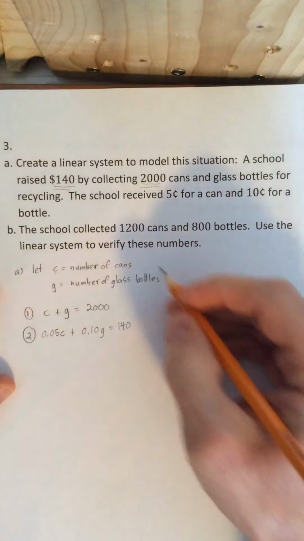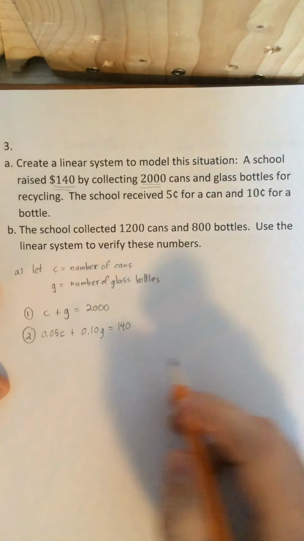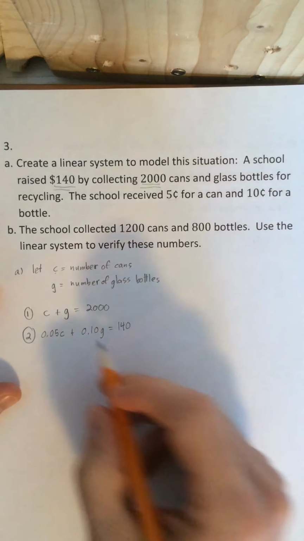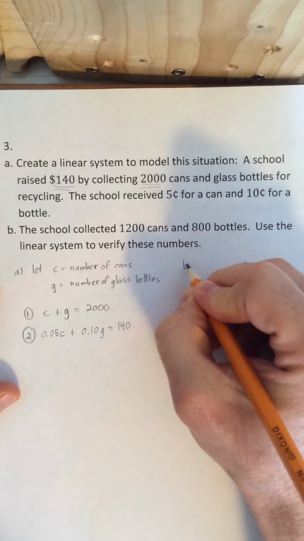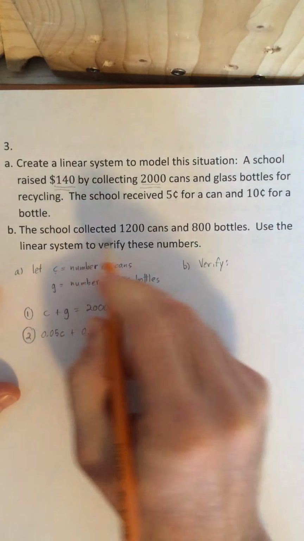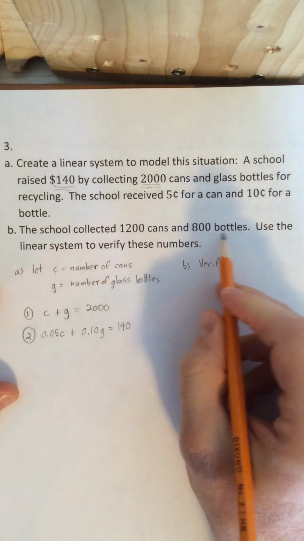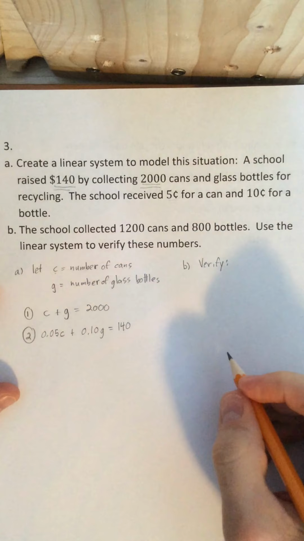So I've finished A because I've written my let statement and I've written my 2 linear equations that are modeling this situation. For part B, again, I'm going to verify the solution. So if you look, it says the school collected 1,200 cans and 800 bottles. So use the system in part A to verify this.